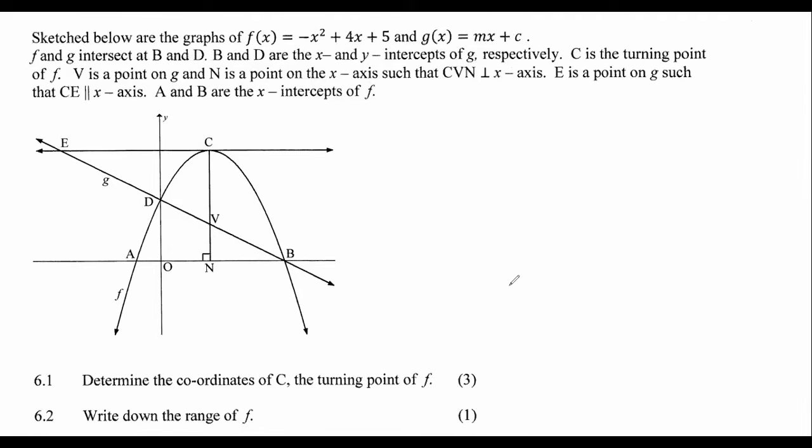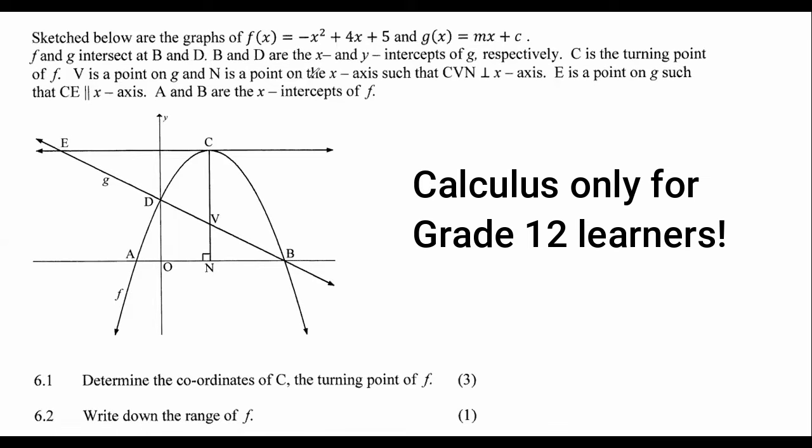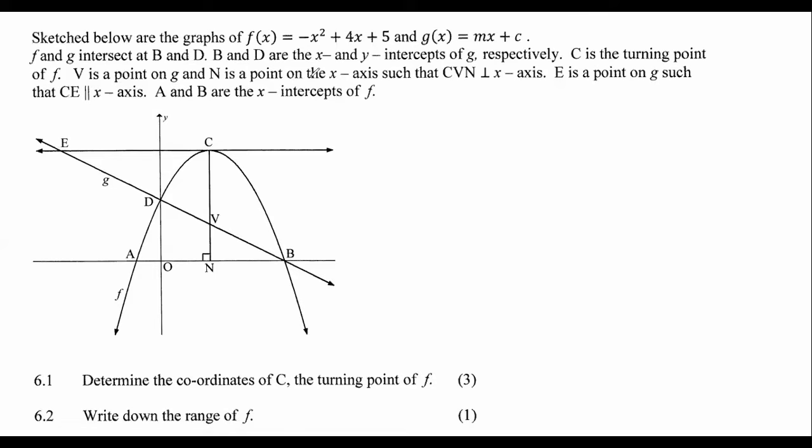Now let's quickly see here. So question 6.1, determine the coordinates of the turning point of C. Now, guys, that's very easy for you. I'm not going to waste too much time there. There are two ways that you can do it. You can either use calculus and make the gradient, or the first derivative, equal to 0, or you can use the turning point formula from grade 11. I'm going to use the turning point formula from grade 11 because it's a parabola. I know that I can do that.